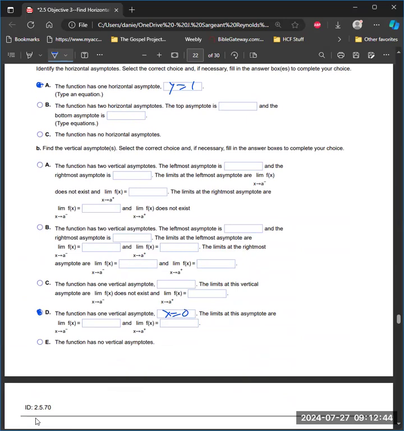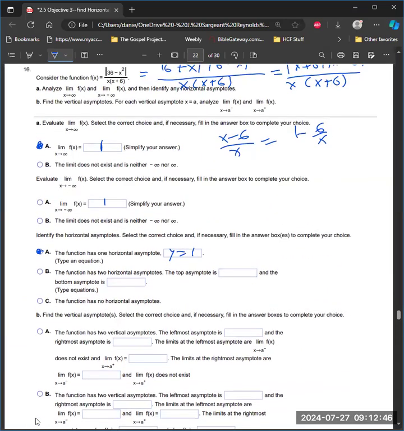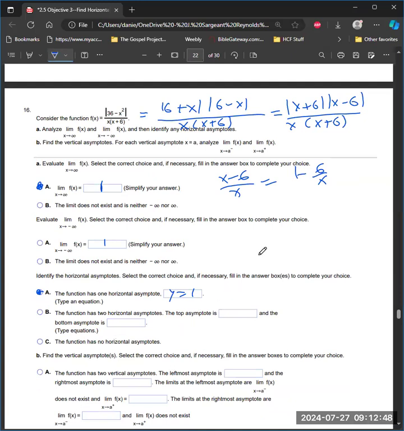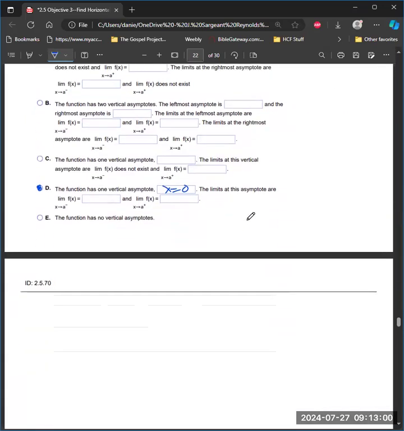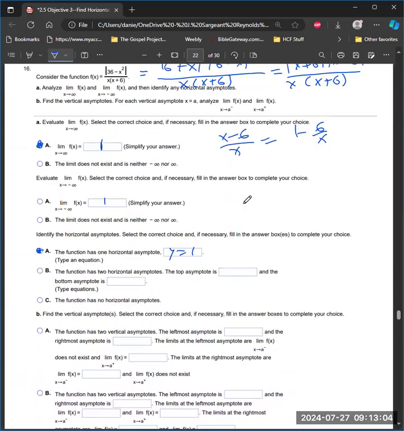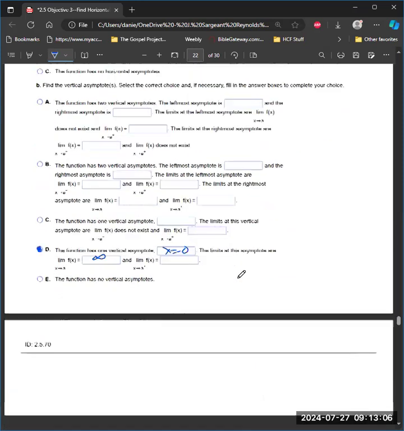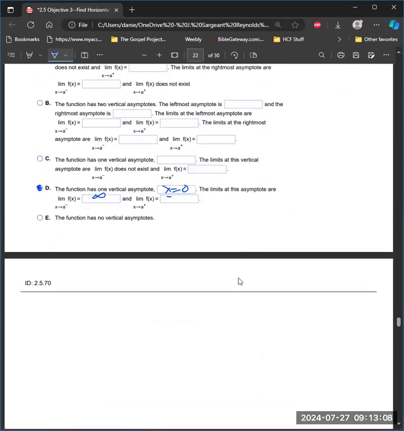And from the left here, it's going to be a negative and a negative. So that's going to be a positive. And from the right, it's going to be a negative and a positive. So that's going to be a negative.